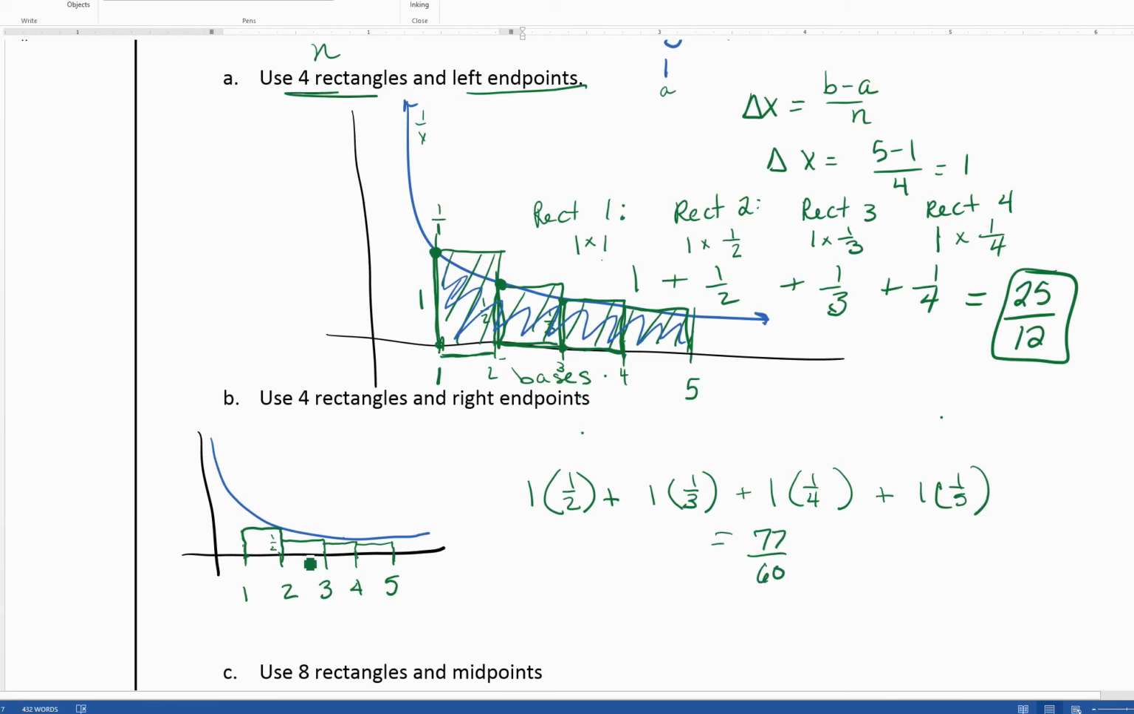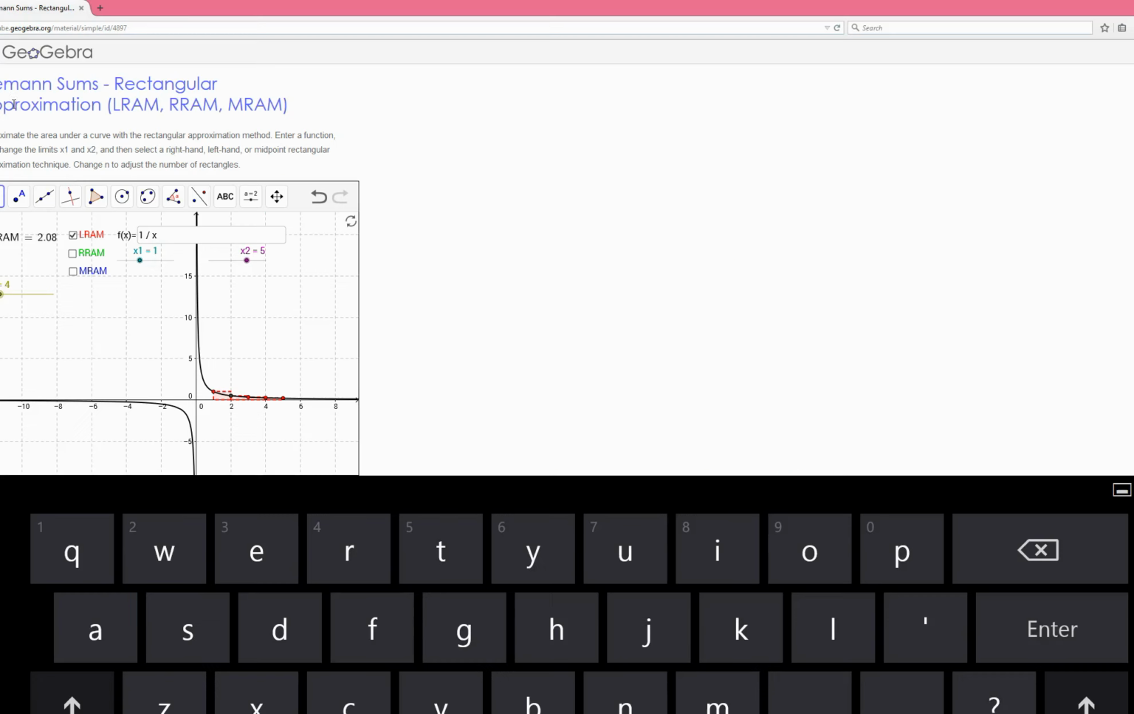Now we see that this is an underestimate. So in part A here, we found an overestimate. In part B here, we found an underestimate. So we know our true area is somewhere between 77 over 60 and 25 over 12. Now, you can imagine there's a couple of ways that we can make our estimate better. Okay, so I'll show you one way here.